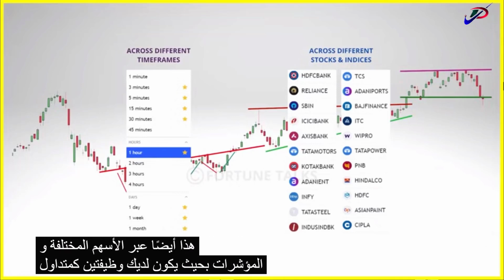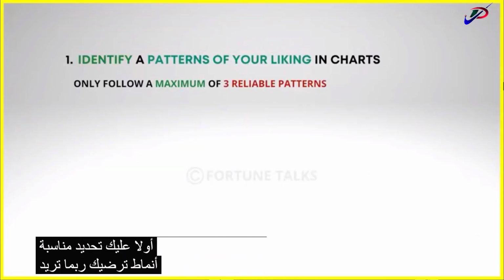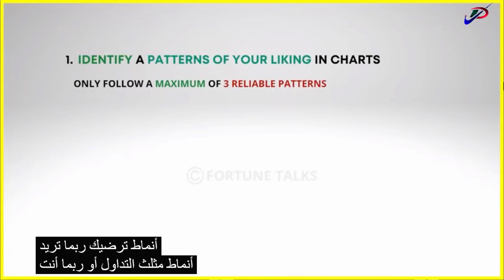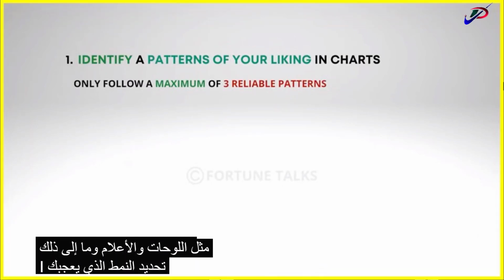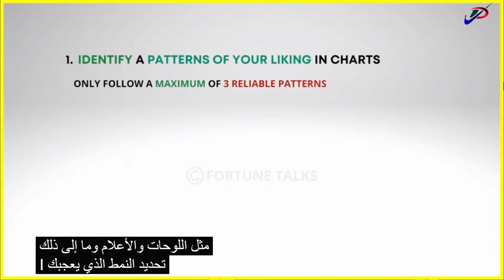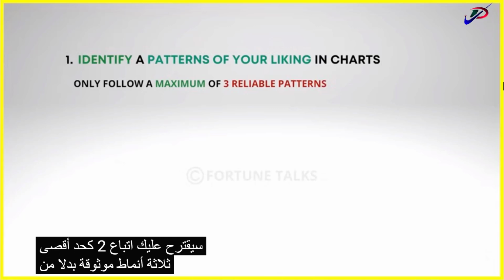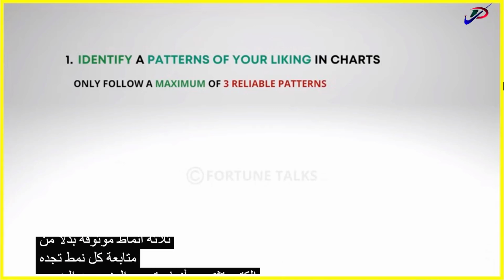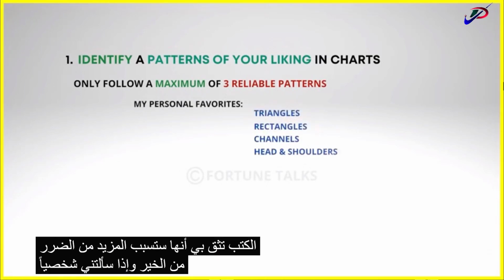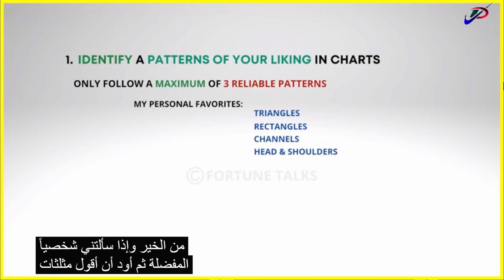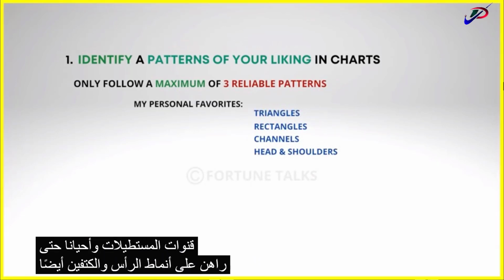So, as a trader, you have two jobs. First, you have to identify suitable patterns of your liking. Maybe you like trading triangle patterns, or maybe you like pennants and flags and so on. So identify the pattern of your liking. I will suggest you follow 2 to a maximum of 3 reliable patterns rather than going after every pattern you find in the books. Trust me, it will do more harm than good. And if you ask me my personal favorites, then I would say triangles, rectangles, channels, and sometimes I even bet on head and shoulder patterns also.